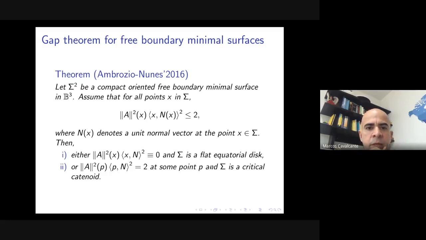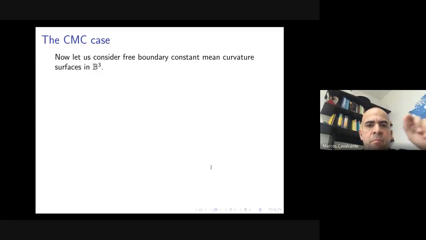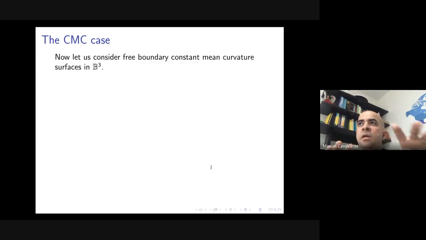So in this sense, we have many other examples where theorems that hold for closed surfaces or submanifolds in the unit sphere have a counterpart in the free boundary case. And this is the first example. Now I would like to consider free boundary constant mean curvature surfaces in B3. So here we have a surface of dimension 2 in B3. These surfaces are also characterized as critical points for the area functional, but for variations that preserve the volume and also keep the boundary free on the boundary of the ball, okay?